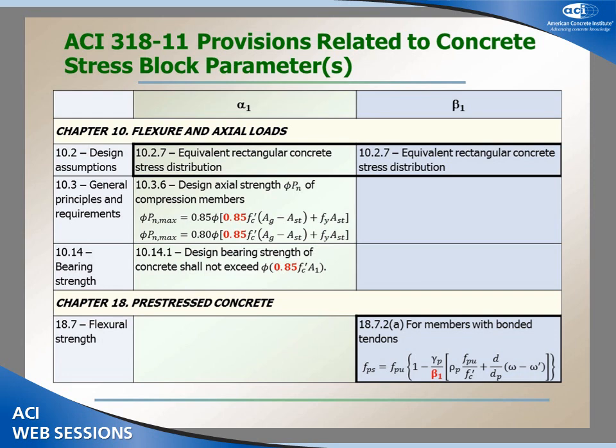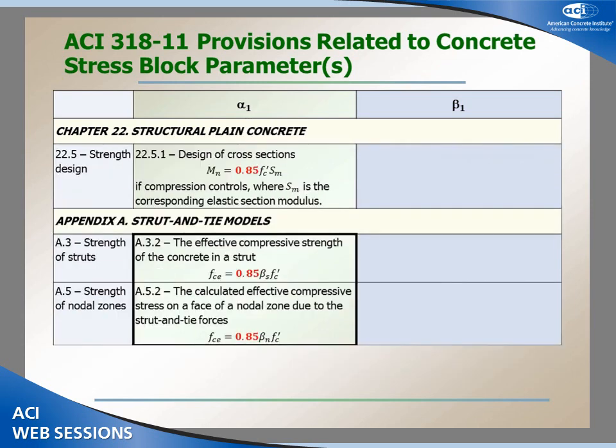Since the adoption in Chapter 10 of the concept of a concrete stress block, this concept has widely spread and influenced other design provisions. For example, later in Chapter 10, for calculating concrete bearing strengths, the alpha 1 parameter, which is 0.85, is used in the equation. Chapter 18, prestressed concrete, uses the beta 1 expression. Chapter 22 and Appendix A, plain concrete and strut-and-tie models, use the alpha 1 expression in their design equations.